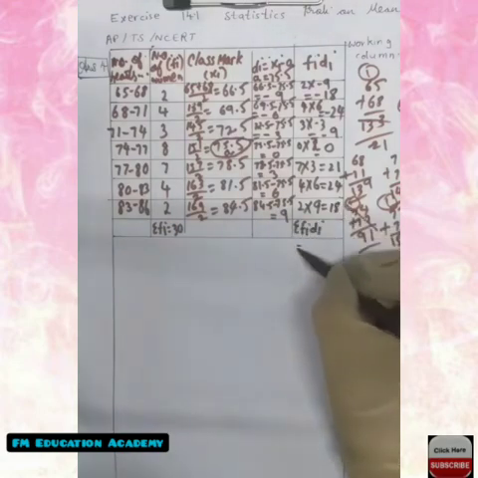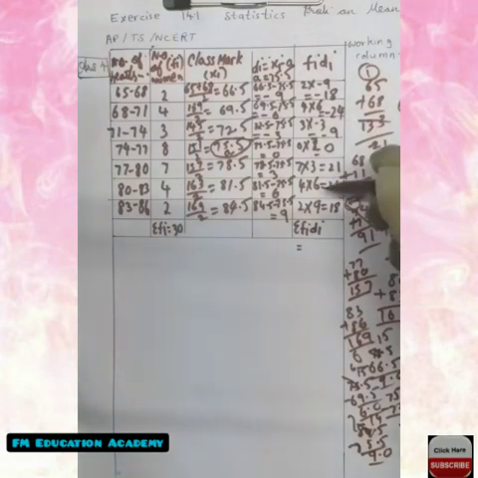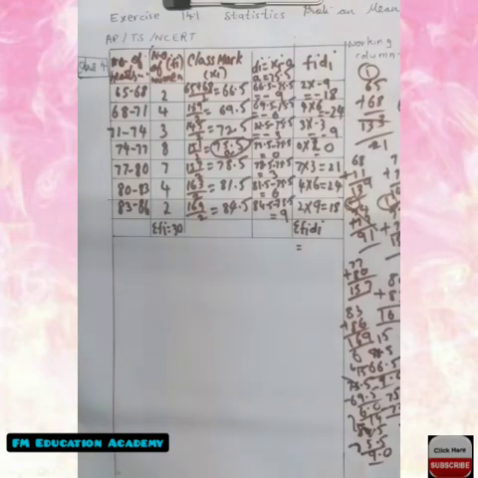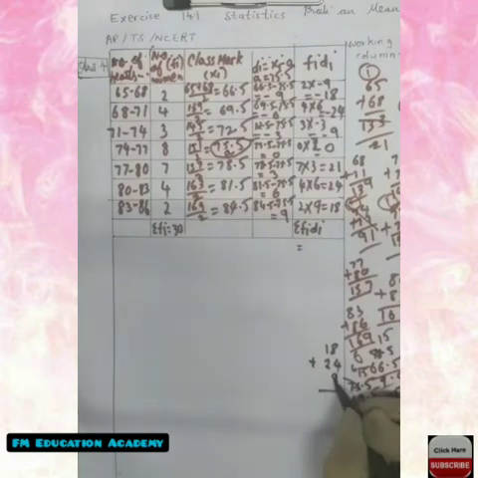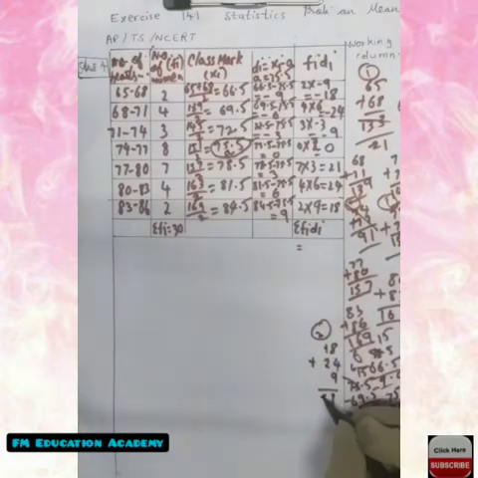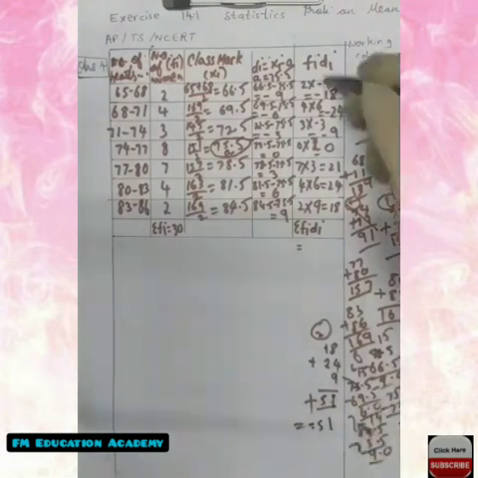Now we need to find out sigma fi di. How to find out sigma fi di? Add all the negative values and add all the positive values, then subtract both. Because when one sign is minus and one sign is plus, you have to subtract. So here I have 18, 24 and 9. I am adding them. 18 plus 24 plus 9. 8 plus 4 is 12. 12 plus 9 is 21. 2 plus 1 is 3. 3 plus 2 is 5. 51 I got. Here I have minus 51 since all three are minus.